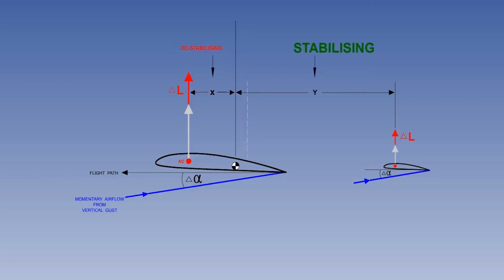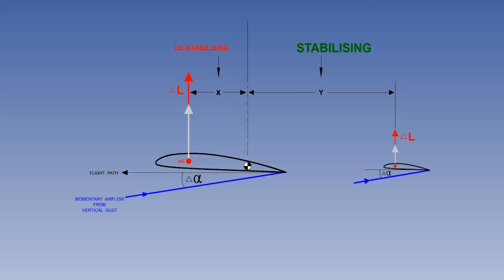If the centre of gravity moves forward, the length of both arms change. The tail arm becomes longer, which makes the stabilizing moment bigger. And at the same time, the wing arm becomes shorter, which makes the destabilizing moment smaller. Therefore, with the centre of gravity in a more forward position, the aircraft has more longitudinal static stability.